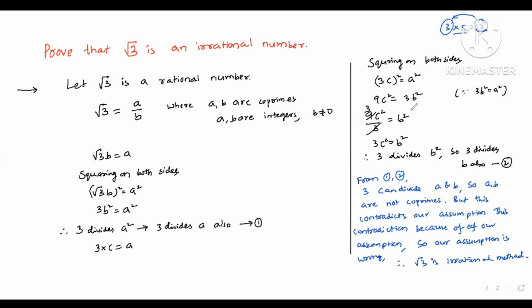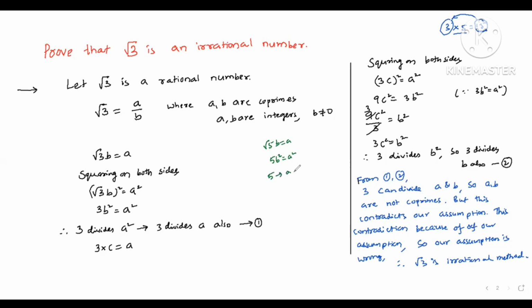So this method is useful for proving any irrational number, means root 3, root 5, root 7. We do the same process. For example, if you take root 5, we assume root 5 is rational number. Root 5 equal to a by b. So then we get root 5 into b equal to a. Next, squaring on both sides, we get 5b square equal to a square. So here, now you can write 5 divides a square. So 5 divides a also.